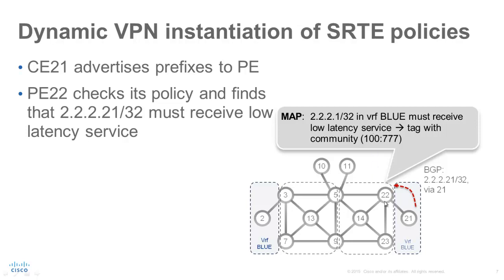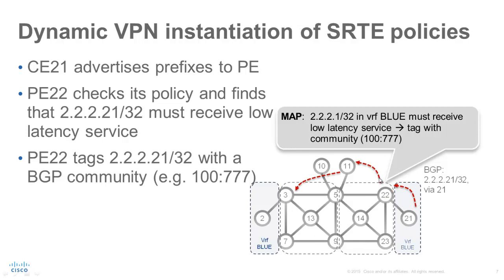And the way the operator will propagate that policy across the network is by tagging, this is one example, by tagging the prefix with a standard BGP community. For example, we will use 100:777. Recall that using BGP communities is just one of the many ways that the service provider can express the policy in the network.